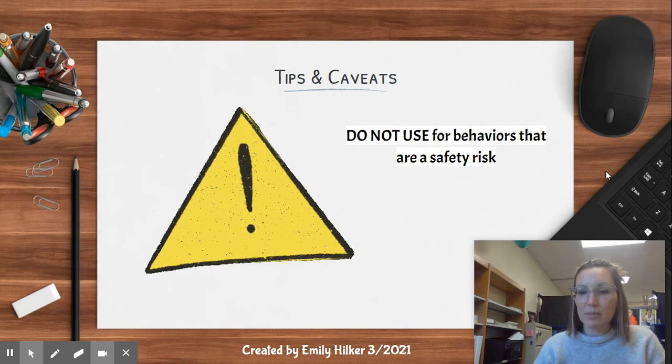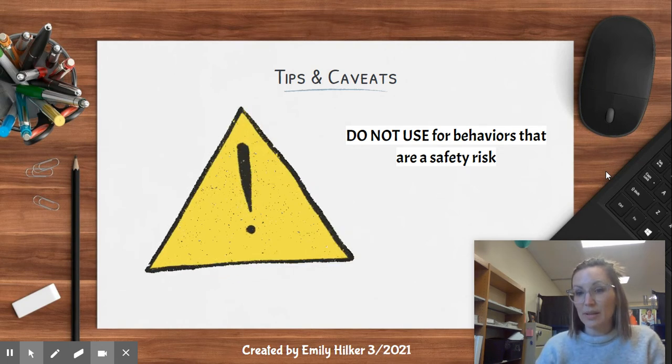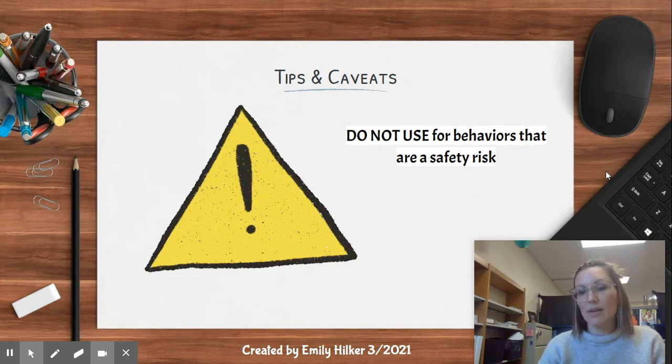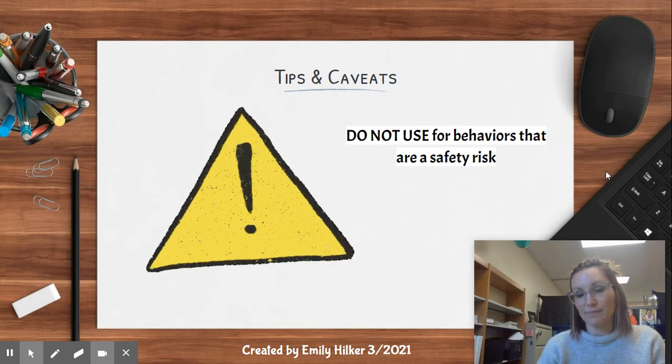It needs to be something that is planned for and is thought through. I would be happy to support you if you want to try planned ignoring, to talk through the behavior to make sure it would be an appropriate one to use it with. But again, you go back to, is the student doing this behavior to get attention? And if it's not a risky or a safety concern, then it would be okay to attempt planned ignoring for that behavior.